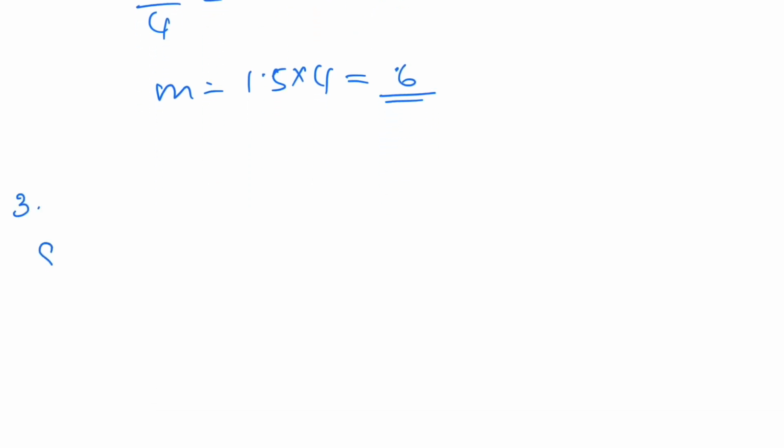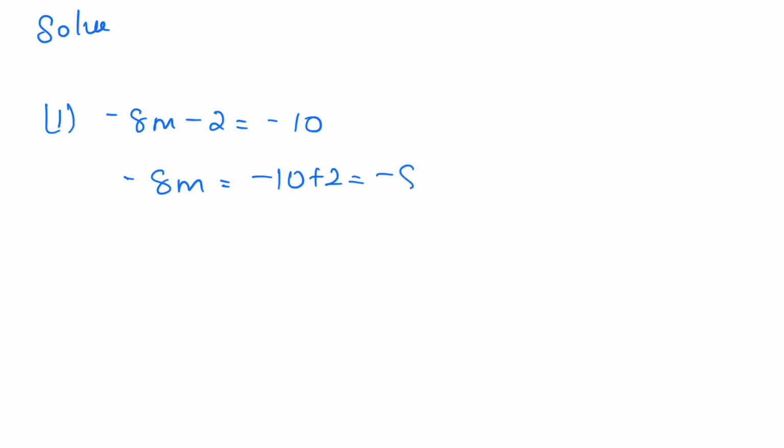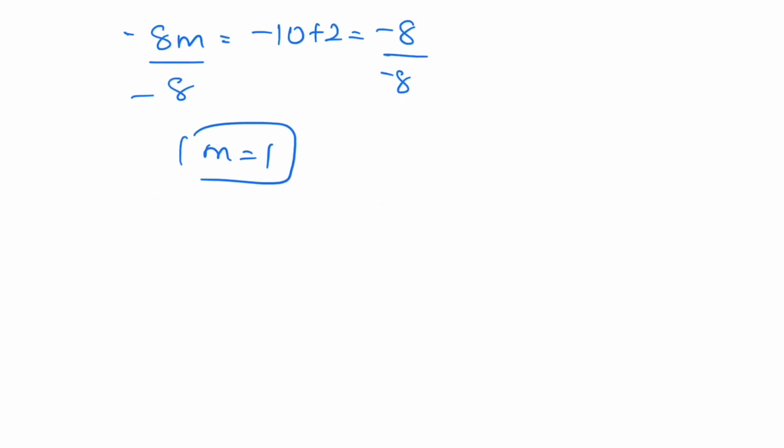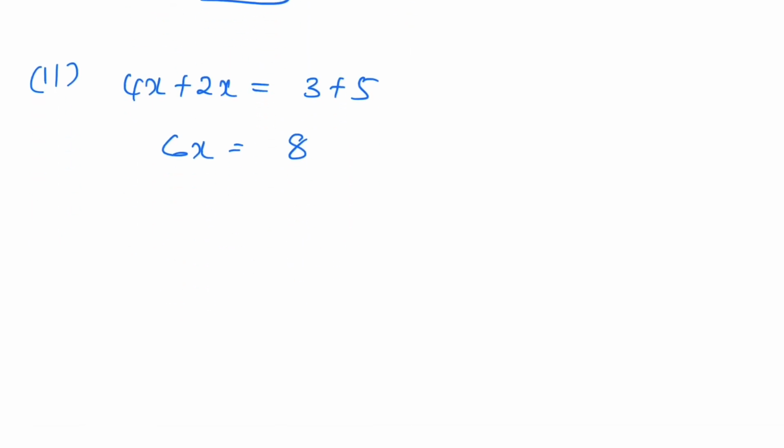Coming to the third main, we have solve. First question, I have minus 8m minus 2 is equal to minus 10. Minus 8m is equal to minus 10 plus 2, that is equal to minus 8. So divide by minus 8, so m is equal to 1 you will get. Coming to the second one, 4x plus 2x equal to 3 plus 5. 6x equal to 3 plus 5 is 8. So x is equal to 8 by 6, that is equal to 4 by 3.